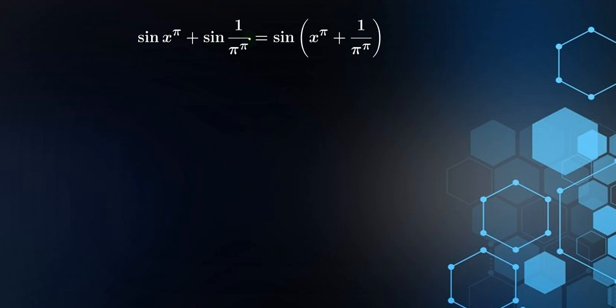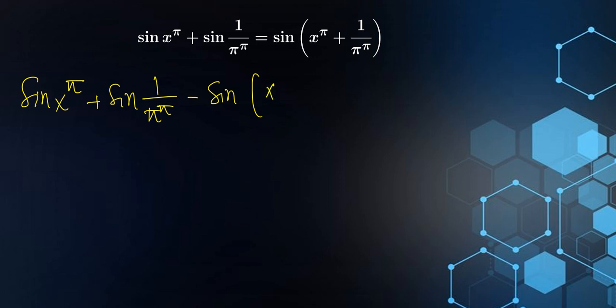Okay, so to start solving this, guys, I'm gonna bring this one here to the left side of the equation. So I have sine of x to the pi plus sine of 1 over pi to the pi, and then minus sine of x to the pi plus 1 over pi to the pi, and this is equal to 0.